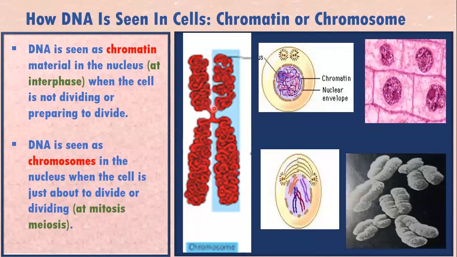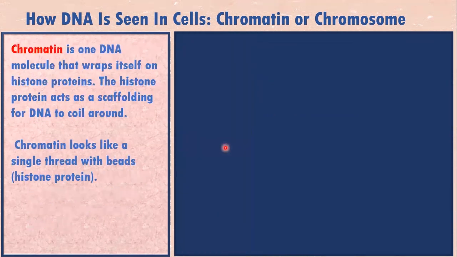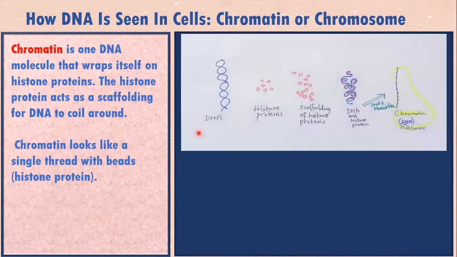This chromosome is one DNA, the same one DNA that you saw as chromatin. When the cell is dividing, you see it as chromosome. So let's explain what happens. First of all, chromatin. Chromatin is DNA in the nucleus that gets support from histone proteins.